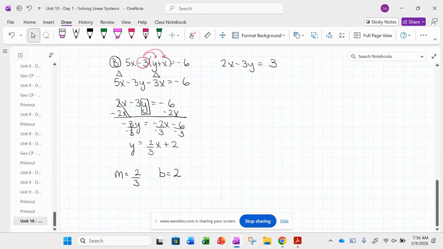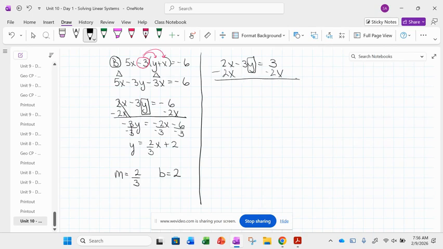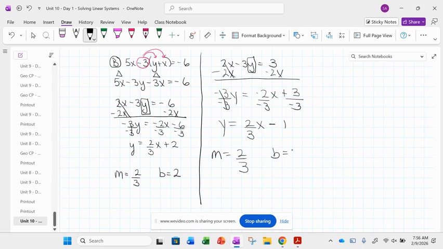Now let's go ahead and put the other equation in slope-intercept form. So once again, we need to isolate this y. So I'm going to subtract 2x on both sides. So we have negative 3y is equal to negative 2x plus 3. Now we divide by negative 3. So we end up with y is equal to a positive 2/3 x minus 1. So here our m is 2/3 and our b, our y-intercept, is negative 1.